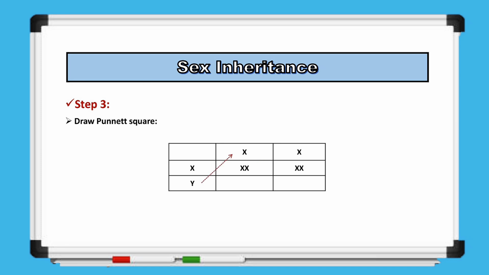In the third box, we combine the Y from the side with the first X from the top. This gives XY, which is male. In the fourth box, we combine the Y from the side with the second X from the top. This again gives XY, which is male. So the completed Punnett square gives 2 XX outcomes and 2 XY outcomes. This shows that there is an equal chance of producing a female or a male child, giving a 1-to-1 ratio.